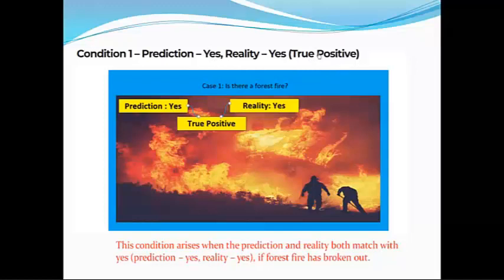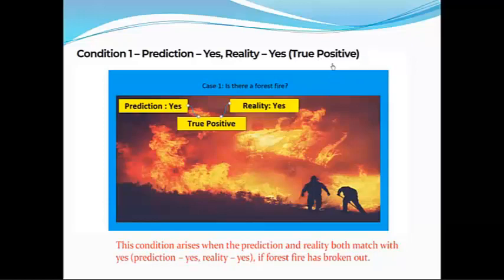So when the prediction is yes and the reality is also yes, that means the device is predicting that there will be a forest fire, and in real scenario there is forest fire. So in both the cases, the answers are yes. So this condition is known as true positive.